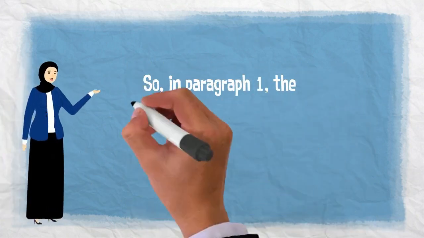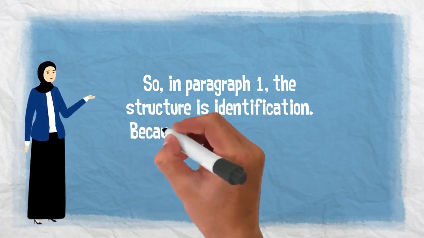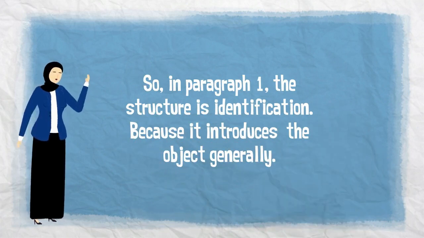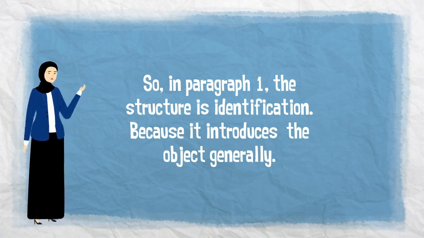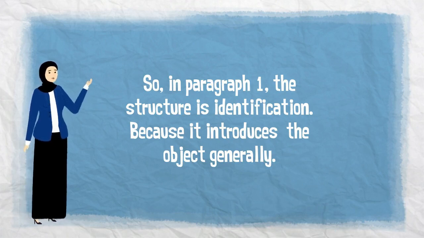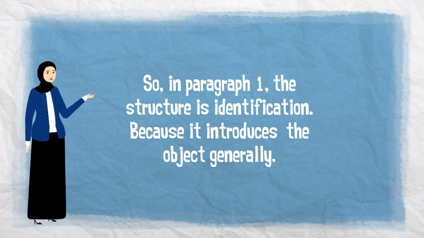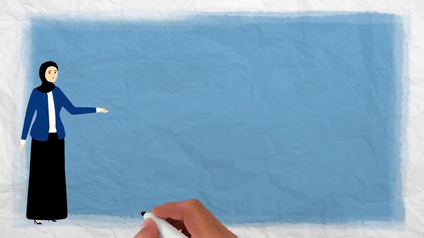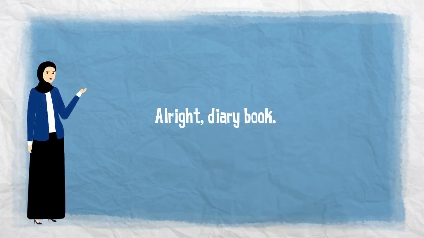So in paragraph 1, the structure is identification because it introduces the object generally. What is the object talked about? Alright, diary book.